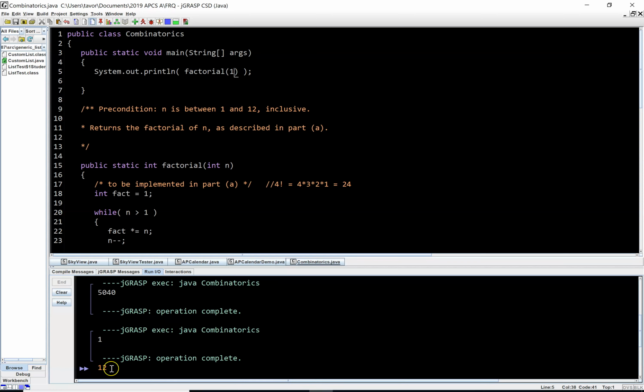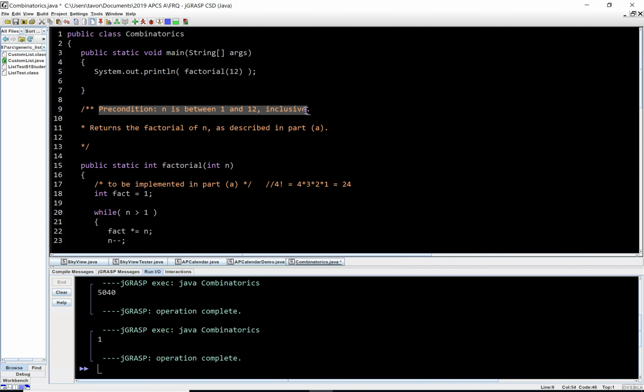Good. Let me erase this. Wait, that's not okay. 12. 12 is the biggest number I can send, and that's here in the precondition. They're saying n can be a number between 1 and 12, including 1 and 12. So any number between 1 through 12, that's the precondition, which means that you shouldn't worry about numbers bigger than 12 in your coding here.